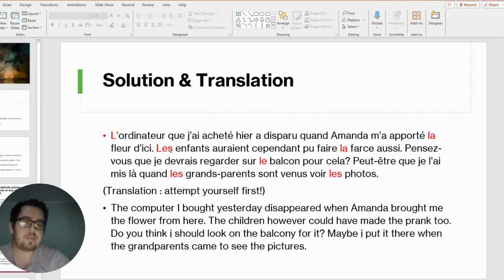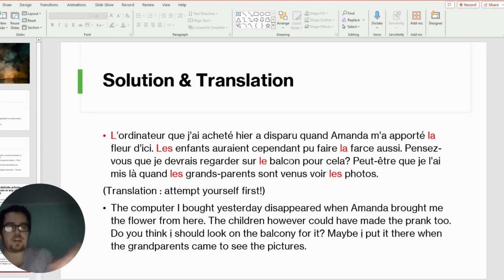Now, the thing with the pronunciation here is that because les in plural finalizes with an s, and this word starts with a vowel, the pronunciation rule is that the s sound becomes a z sound. Les enfants, not les enfants or les enfants, right? Les enfants auraient cependant pu faire farce. Farce is also a feminine noun. Préfère la farce aussi.